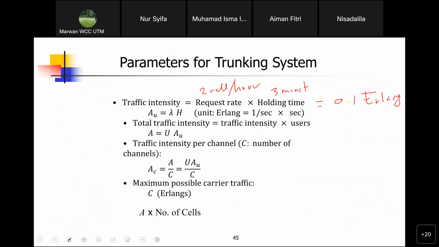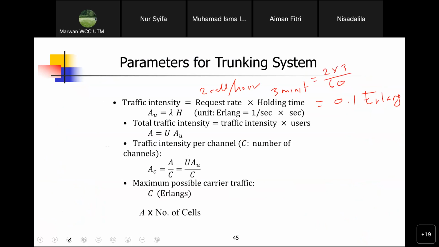Okay, 2 calls per minute per hour, because minute and hour need to be cancelled. So what you get from here is 2 calls times 3 minutes, 1 per hour. An hour is 60 minutes, so you get 0.1. Okay. So total traffic intensity.